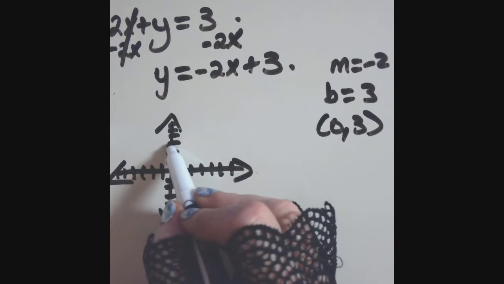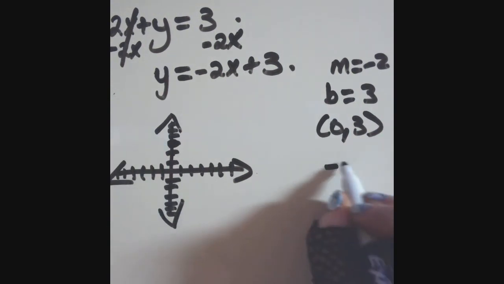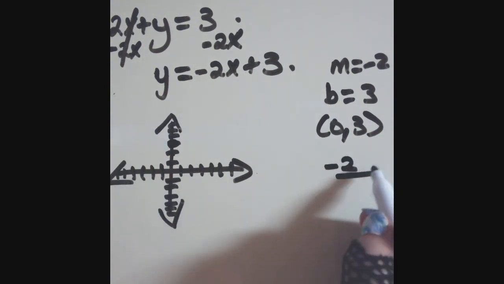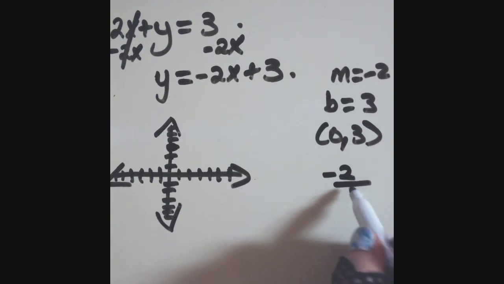1, 2, 3. So here I wish I had a different color. I'm just going to kind of make it a big dot. (0, 3) right here on the y-intercept, okay? And the slope is negative 2. So that means negative 2 is the change in y. So what is understood to be the change in x? What is under a number?